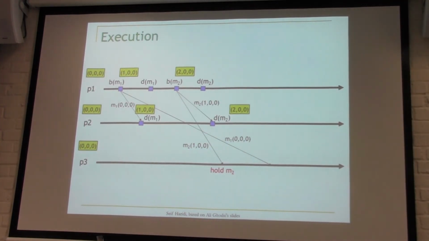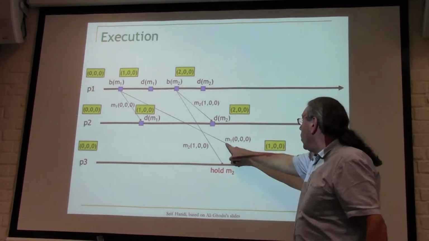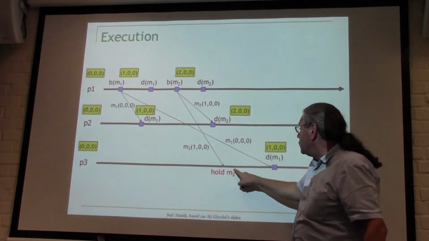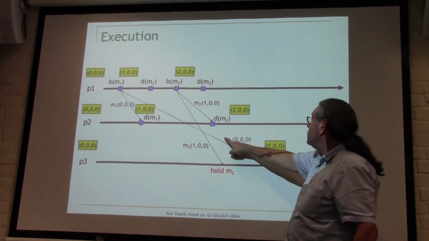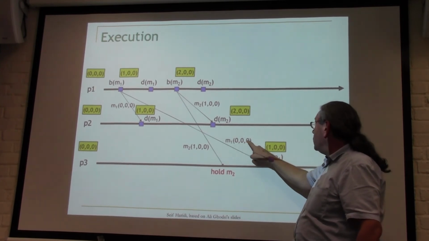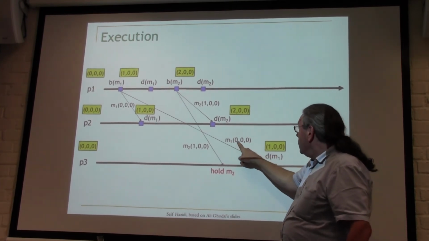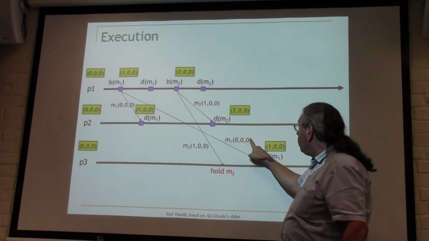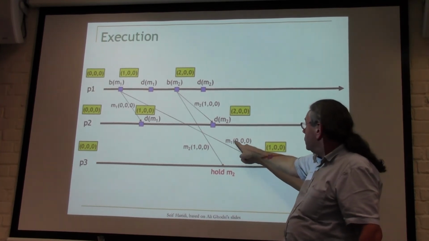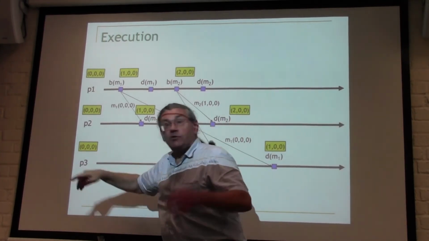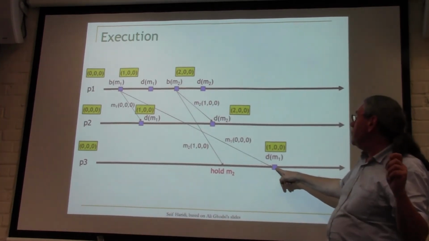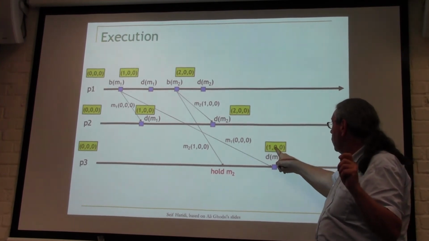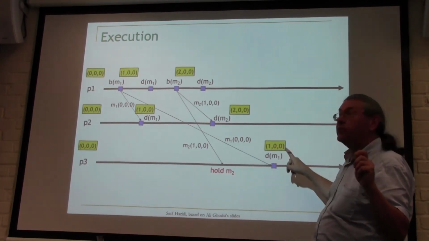Okay, so you see how it's working. And now M1 finally arrives. So this one is not doing anything yet. It's on hold. M1 is very slow. Finally arrives. 0, 0, 0. So M1 does not require any preceding causal message. So this is the same as this one, so we're fine. There's no gap, so we can deliver M1. And then the local vector clock becomes 1, 1, 1.